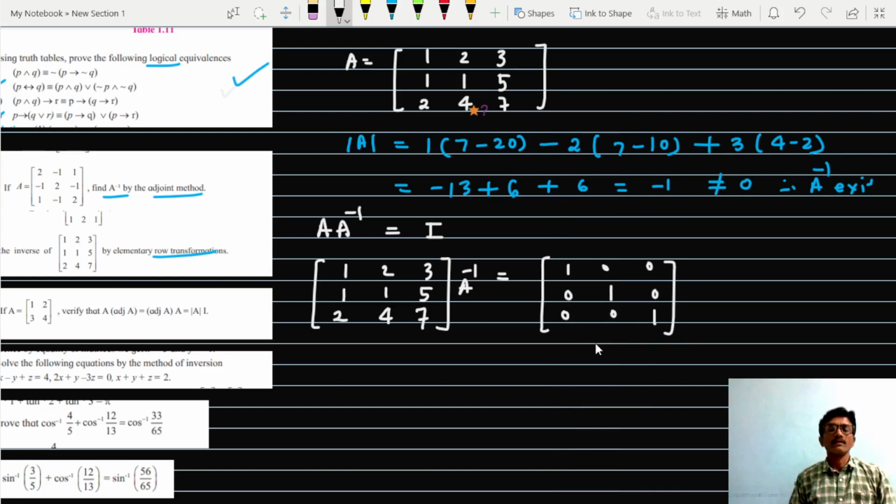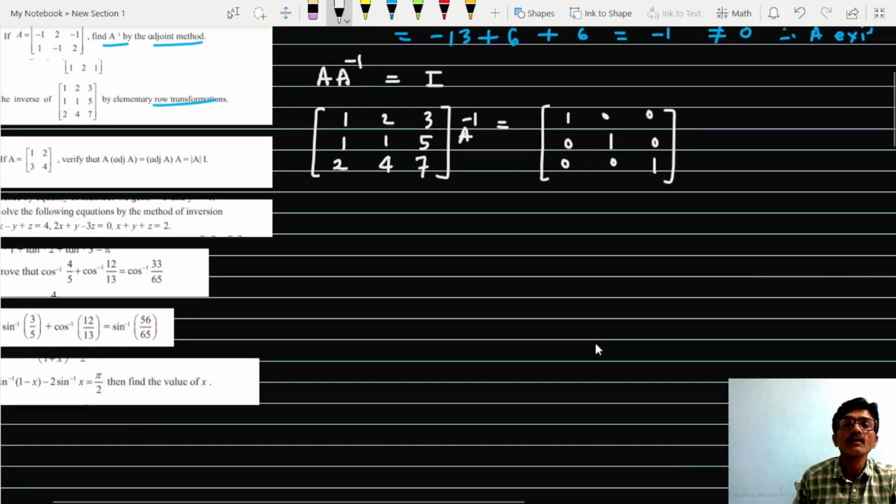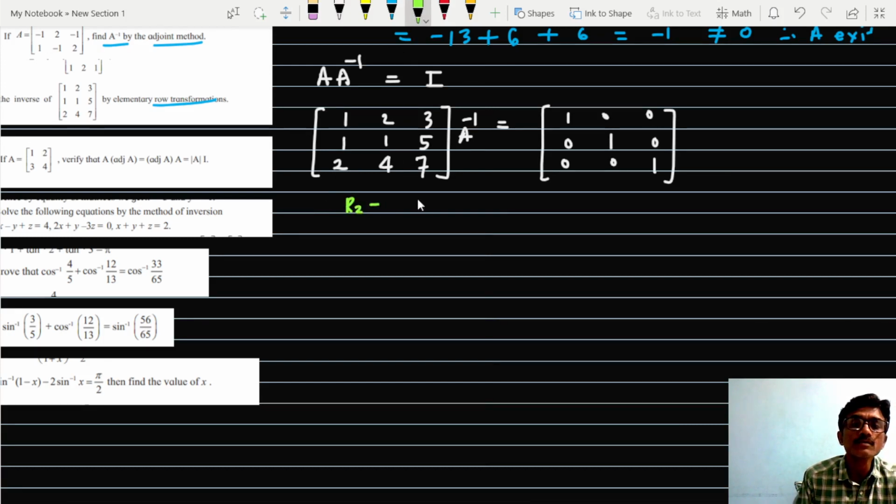Okay, then while performing row transformation, we have to make this element 0 in R2 and this element 0 in R3. So this can be done by R2 minus R1 and R3 minus 2R1. So what will be this? Here A inverse, the right hand side matrix.